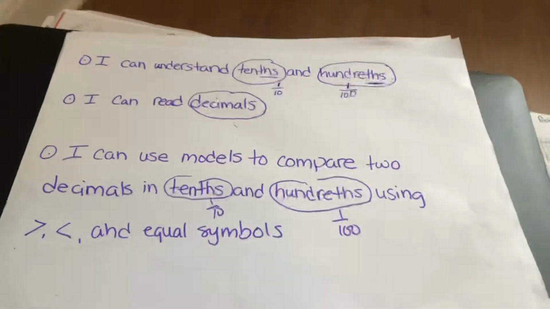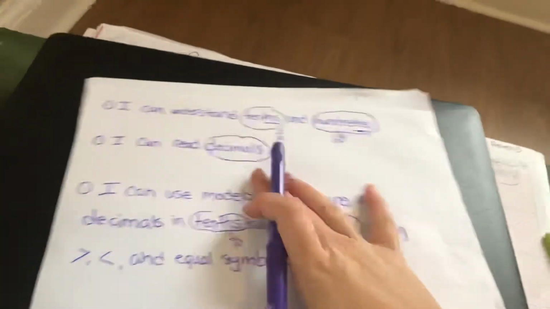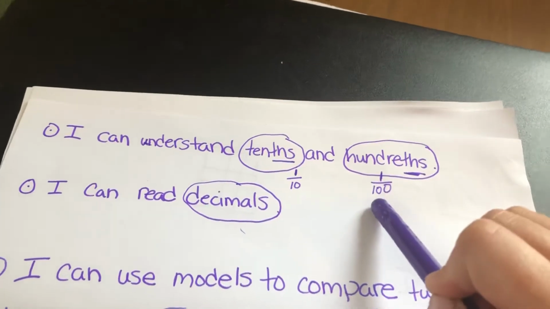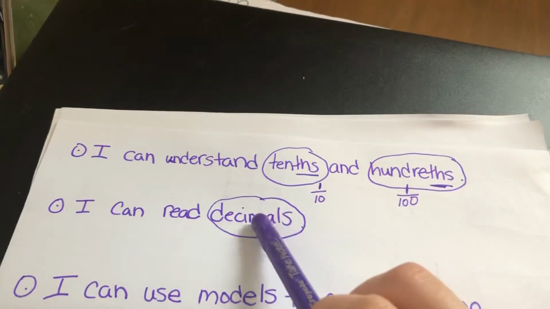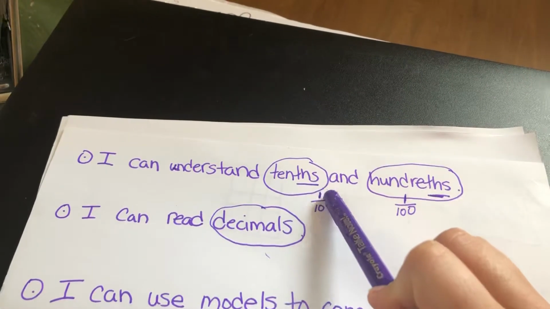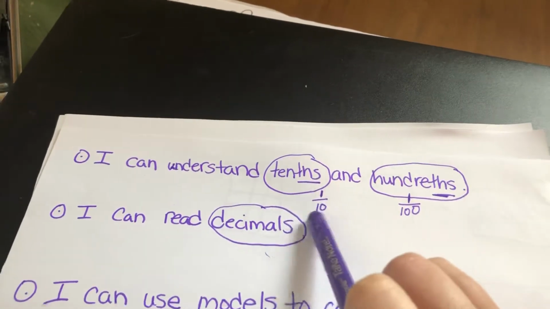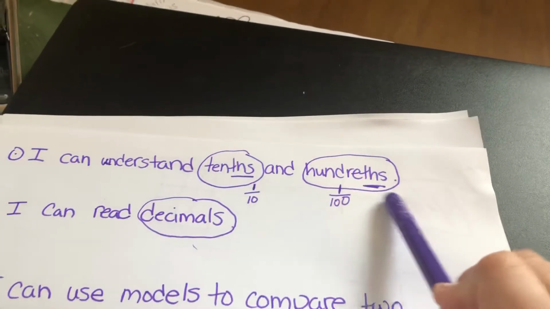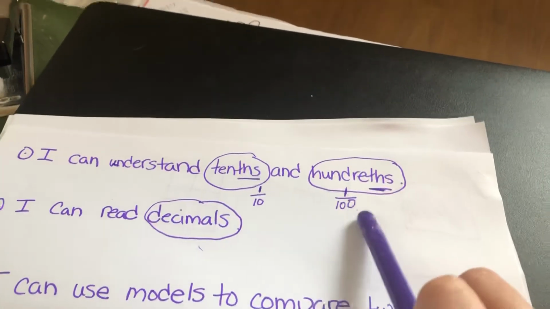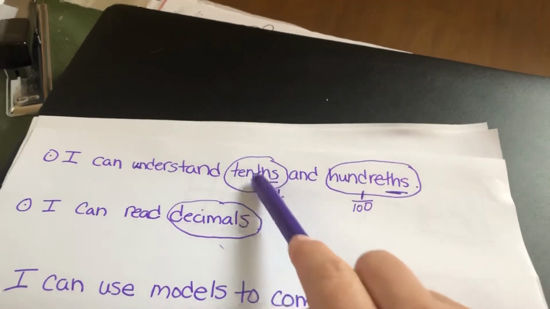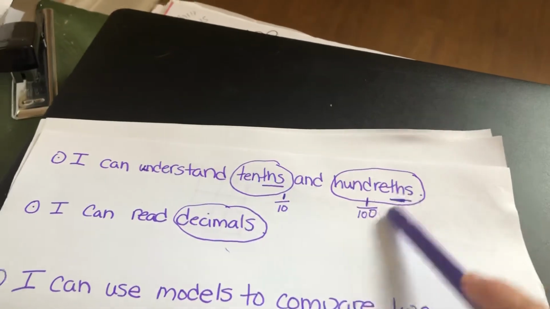The first one is I can understand tenths and hundredths, and I believe that we can already do this because we were doing fractions before we left school. So remember, tenths, when it has TH at the end, it's talking about fractions where the denominator is 10. And hundredths is talking about fractions with a denominator of 100. So this would be something divided into 10 pieces. This would be something cut up into 100 pieces.